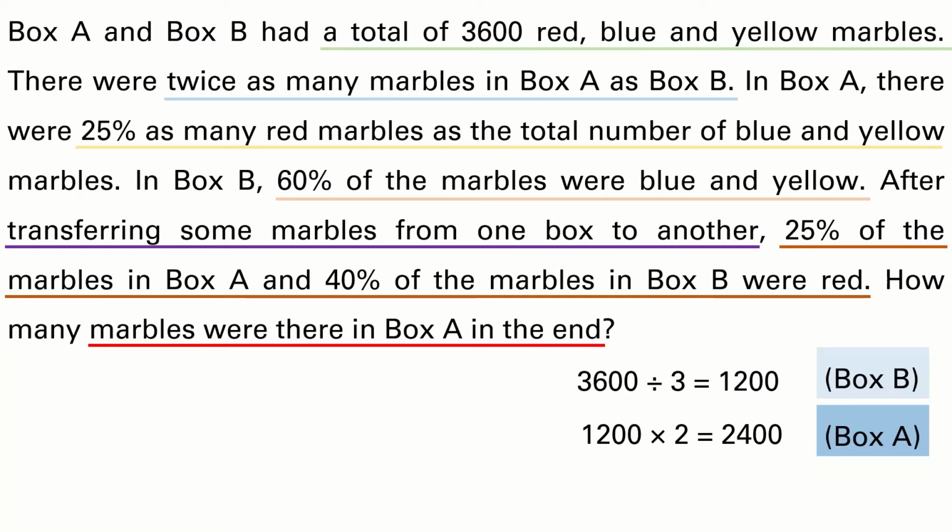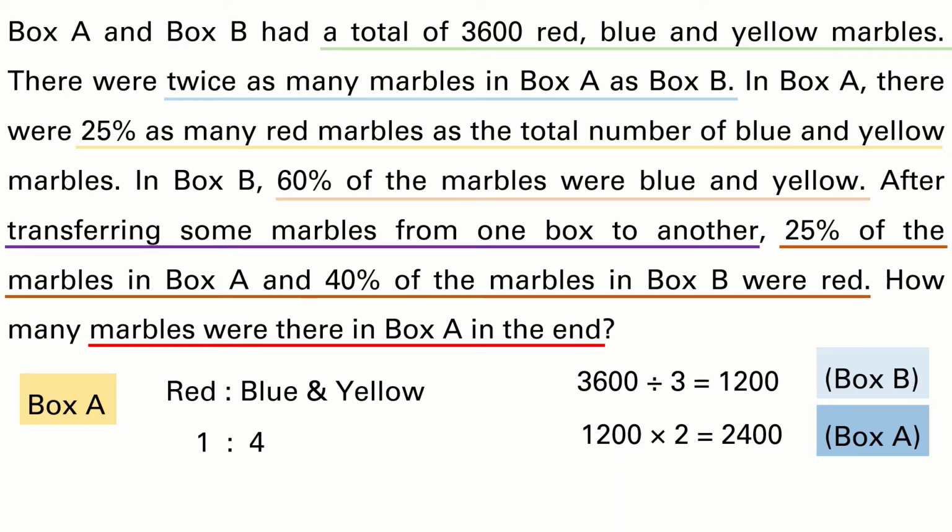Next, we know that in Box A, there were 25% as many red marbles as the total number of blue and yellow marbles. So we write the ratio as red is to blue and yellow. 25% as many red marbles as the total number of blue and yellow marbles means that 25 out of 100. And you simplify it, it will be 1 out of 4. It means that 1 unit will be red and 4 units will be blue and yellow.